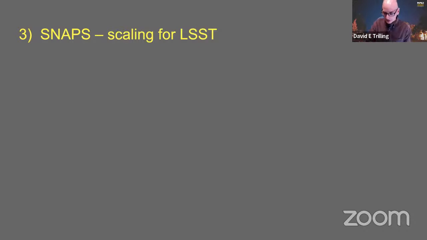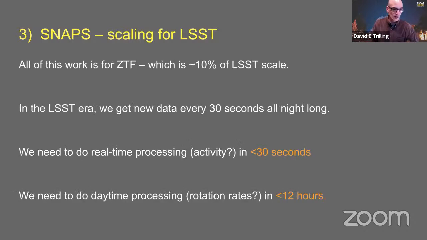Okay, so we've done all that work on ZTF. Now we want to scale for LSST. So ZTF is about 10% of the LSST scale. In the LSST era, we get new data every 30 seconds all night long for 10 years. And we need to do this real-time processing where we search for activity in less than 30 seconds because we get new data every 30 seconds. And we need to do our daytime processing, for example, this rotation rate business, in less than 12 hours. And if we don't meet either of those criteria, then we fall behind and we'll never catch up because there's more data coming and coming and coming.